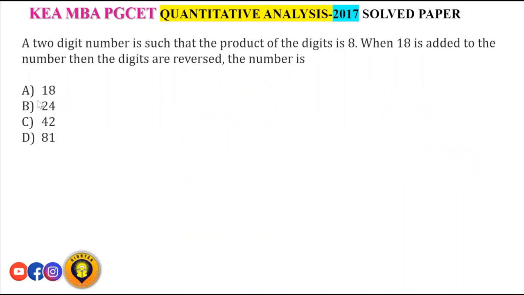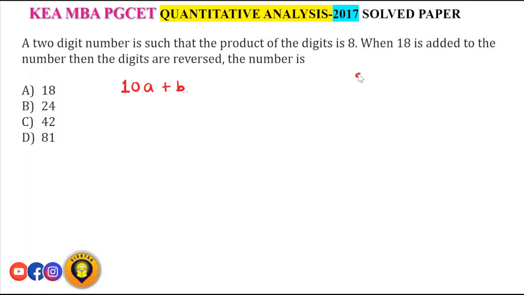A two-digit number is such that the product of the digits is 8. When 18 is added to the number, the digits are reversed. What is the number? See, how do you represent a two-digit number? A two-digit number is represented by 10a plus b, where a and b are digits.